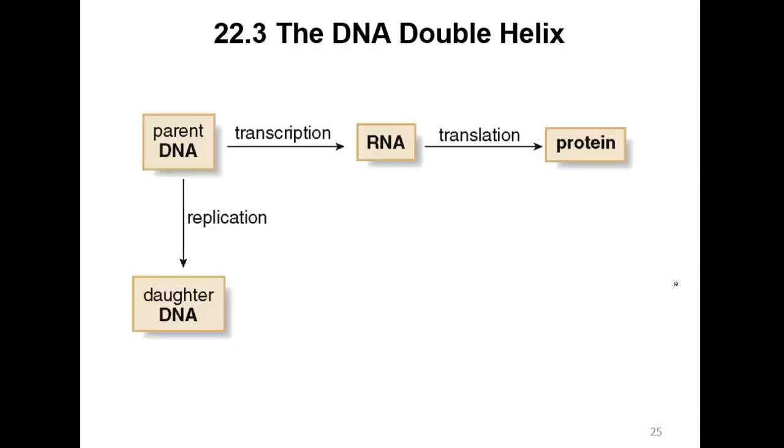So here's the order of it. You have our parent DNA, and when it replicates itself, it makes a daughter DNA, which eventually becomes the parent DNA. But from the parent DNA, you do transcription to make RNA, and then you translate the RNA to finally make a protein. All right, big, huge process.